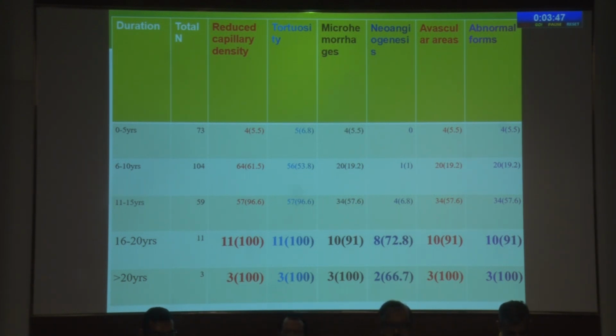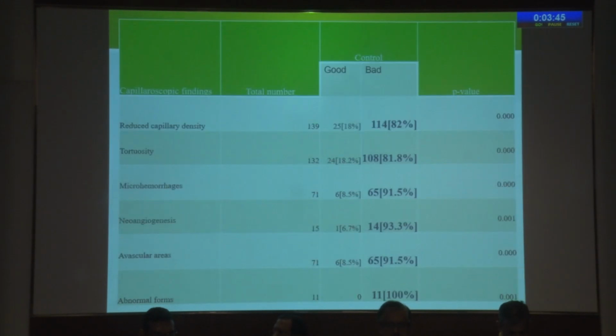We have also compared these nail fold capillaroscopic findings with glycemic control. When there is bad glycemic control, that is HbA1c greater than 8, we had seen that reduced capillary density and tortuosity are seen in about 82% of the patients, whereas microhemorrhages and avascular areas in 91.5% patients, neoangiogenesis in 93.3%, and abnormal forms of capillaries in about 100% patients. All of them have statistically significant values.